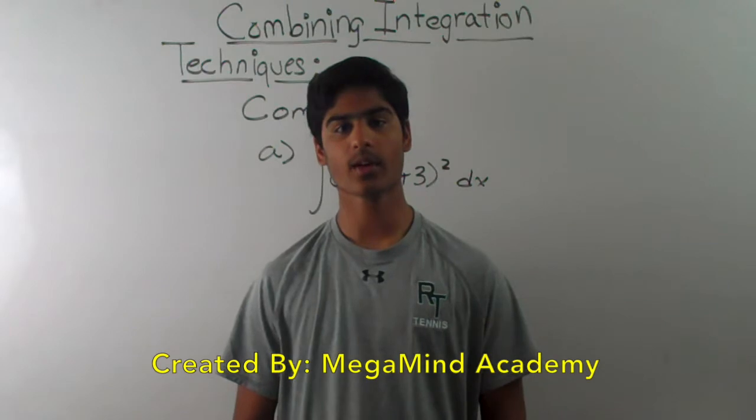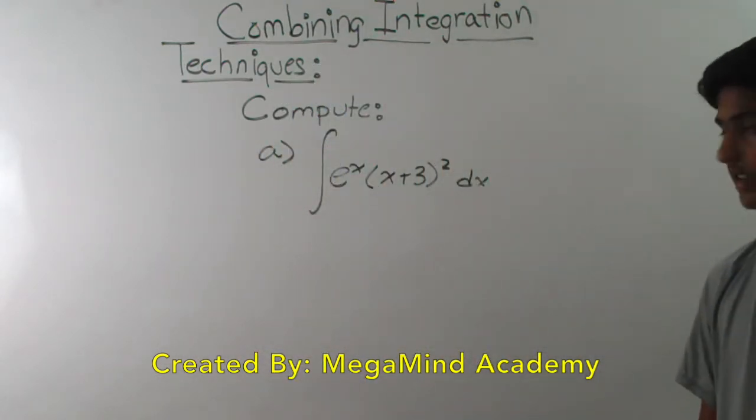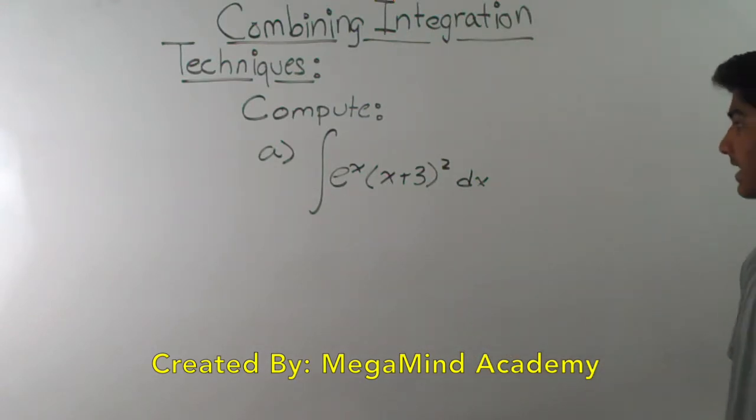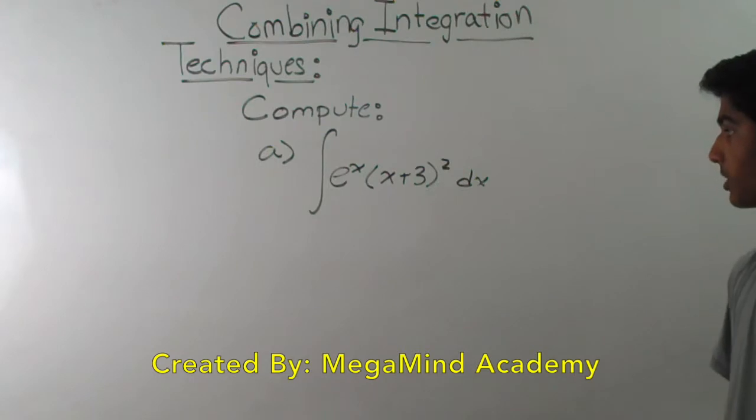Hi! Today we're going to learn about combining integration techniques. Let's say we have to compute the integral of e to the x times (x plus 3) squared dx. So how do we do this? Well, as we can see, we're going to have to use u substitution and integration by parts.